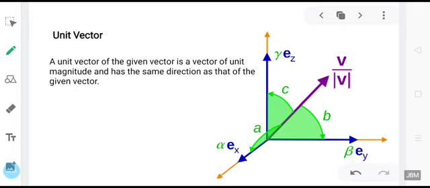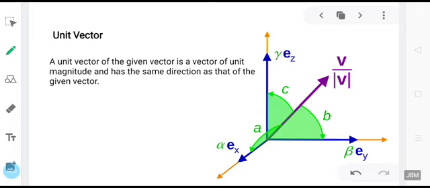Let us begin by understanding a few definitions in vector algebra. To begin with, let's understand what is a unit vector. Now, I hope you understand what is unit. Unit always refers to 1, unit magnitude. A unit vector of a given vector is a vector of unit magnitude and has the same direction as that of the given vector.